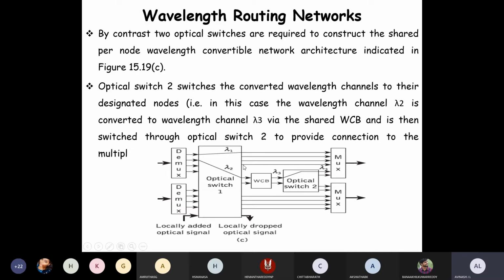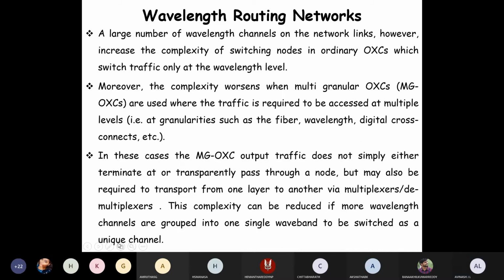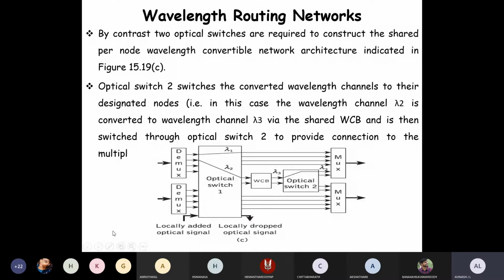So there is a multiplexer. You can see that lambda 2 has been converted to lambda 3. Once lambda 3 has been converted, the optical switch will take that lambda 3 and feed it to multiplexer 1. There are two multiplexers, the upper multiplexer and the lower multiplexer. You can call them multiplexer 1 or multiplexer 2. So it will go to lambda 3 like that.